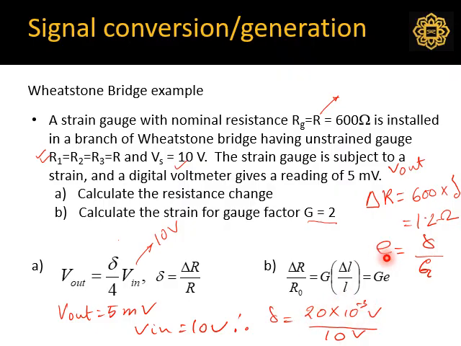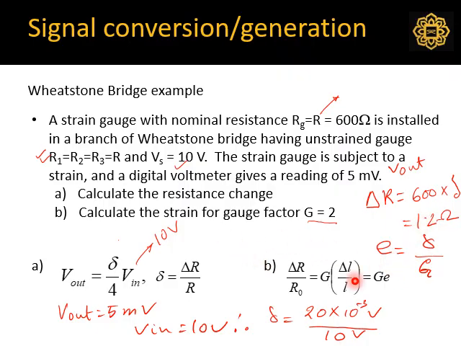Now again, the gauge factor G equals delta over the strain, where strain is epsilon, delta L by L. This is the formula. Your change in resistance is delta R, and as you know, delta R by R equals small delta. This R is 600 ohms. So 600 times 2 into 10 to the power minus 3 gives delta R, the change in resistance, of 1.2 ohm, which is given here.